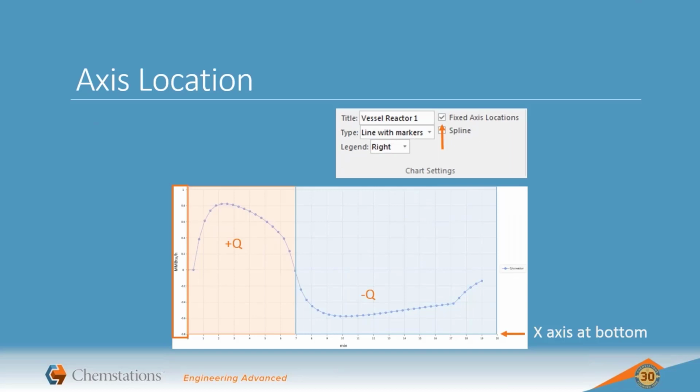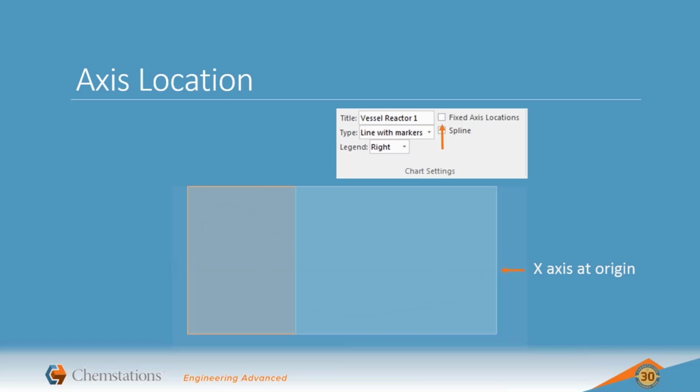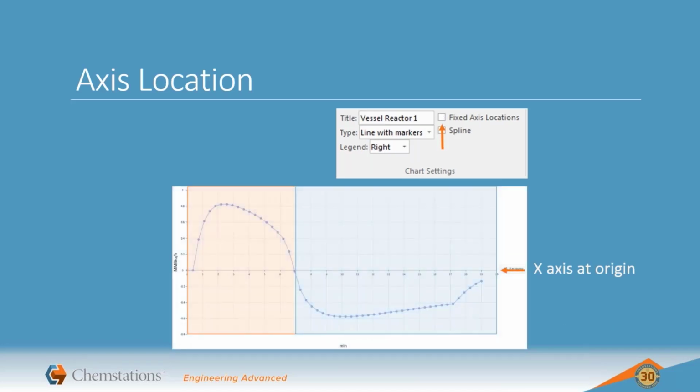A less common but sometimes useful feature is the fixed axis location option. For charts where the values on either axis change from positive to negative or vice versa, unchecking this option forces the axes to intersect at the origin, which can make the charts easier to read.